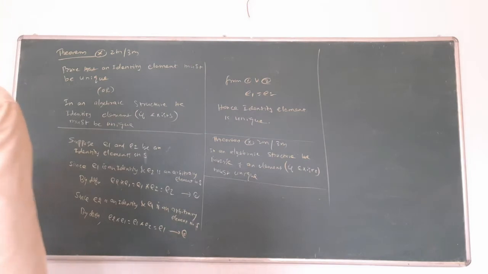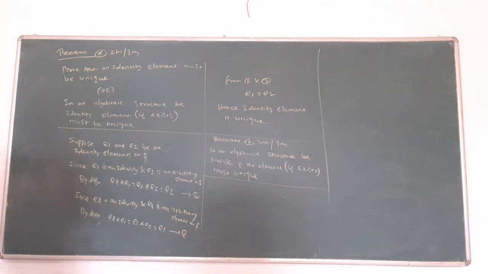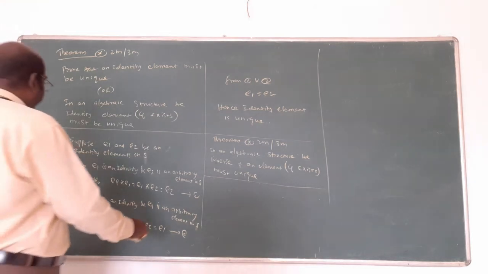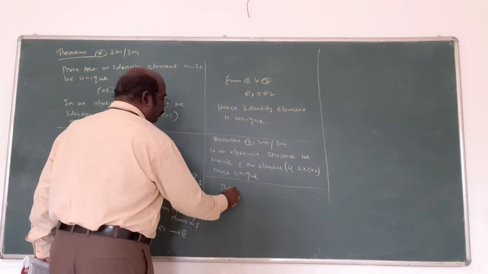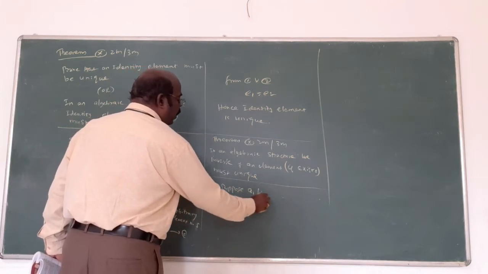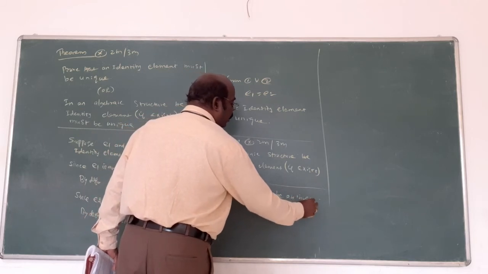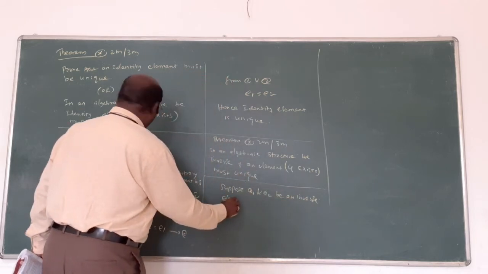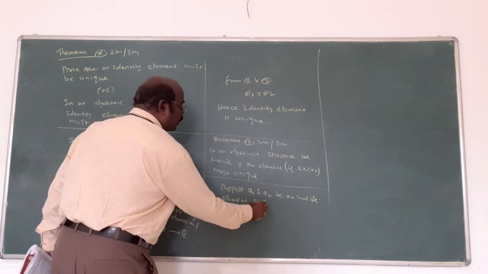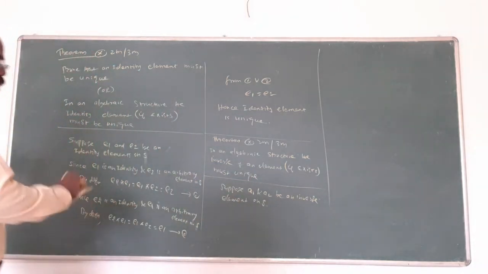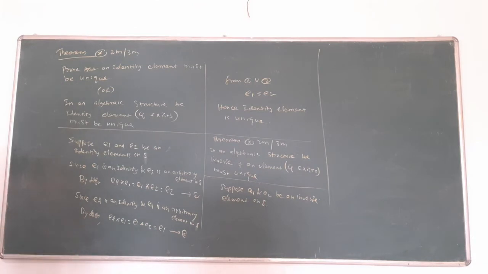Now the same thing only. Here, you want to assume again two inverses. Suppose A1 and A2 are inverse elements of A in S. Am I right? The same thing. Now you want to prove A1 equals A2.